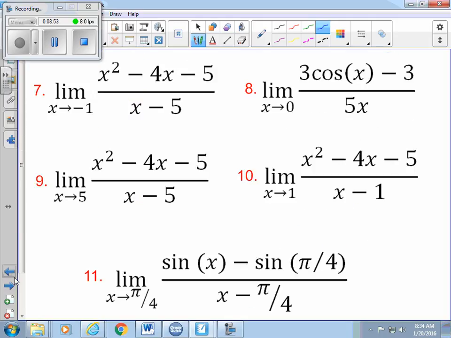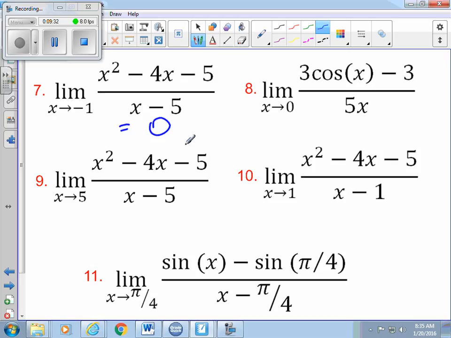All right, number 7. It's on the back. What do I do first with any limit? Plug it in. What do you get when you plug in -1? Zero. Is it 0? That's 1 plus... yeah, 0 over -6. What is 0 divided by -6? So that limit's 0. Plug it in. If it works, you're done.